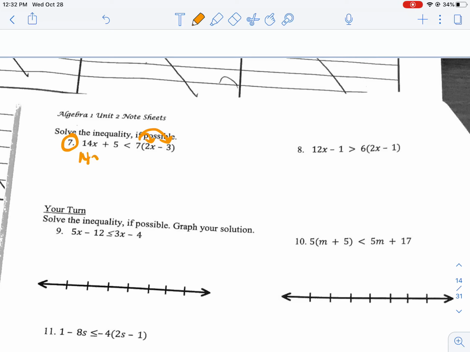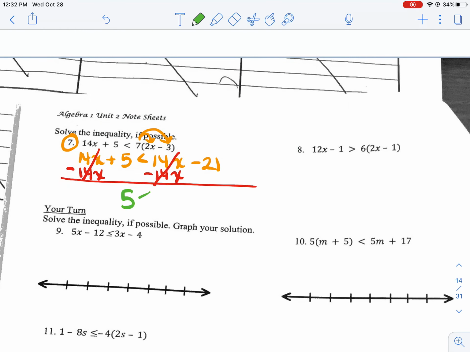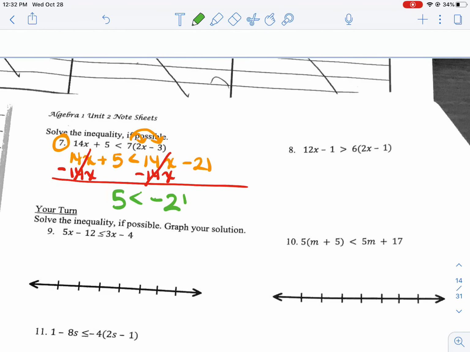We have 14x plus 5 is less than 14x minus 21. And what's sort of weird about this question, if you just heard me even say 14x, is when I subtract 14x from both sides, what's going to happen here, guys? They're going to cancel, right? This is crazy. So 5 is less than negative 21.